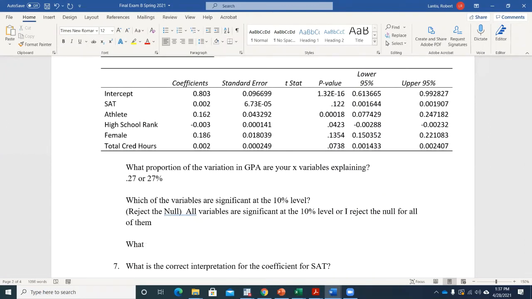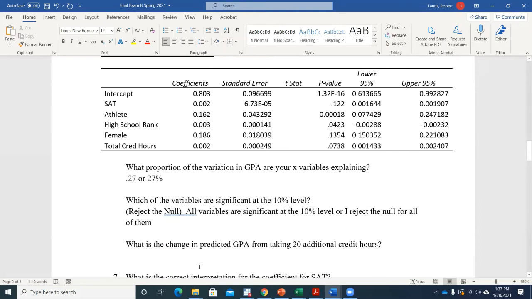Another possible question is, let's say I asked you, what is the change in predicted GPA from taking 20 additional credit hours? Well, if we go up here, the interpretation of the slope coefficient on credit hours would be for every 1 additional credit hour someone takes, the GPA is correlated with a 0.002 increase in GPA.